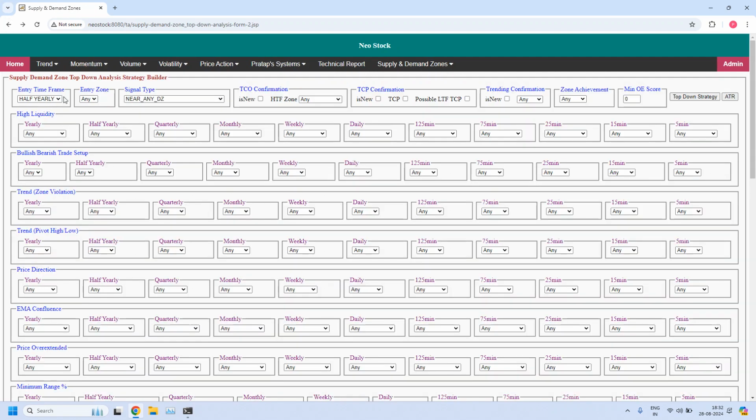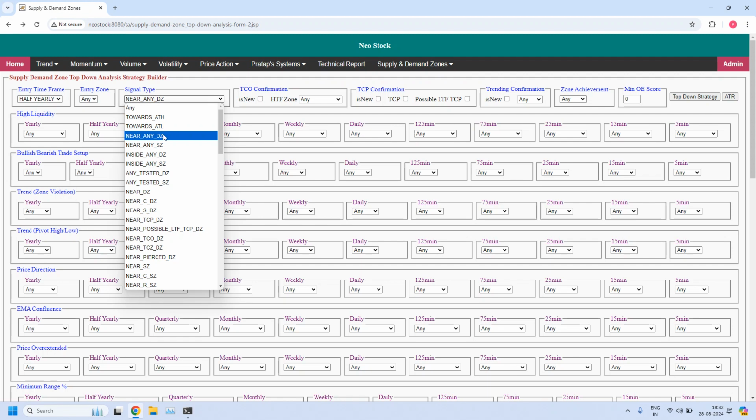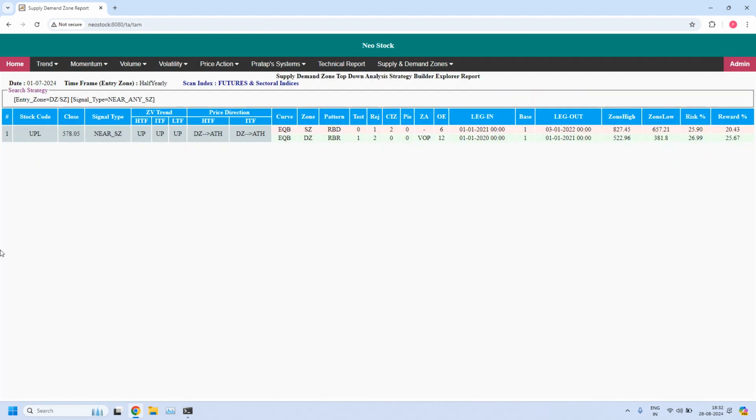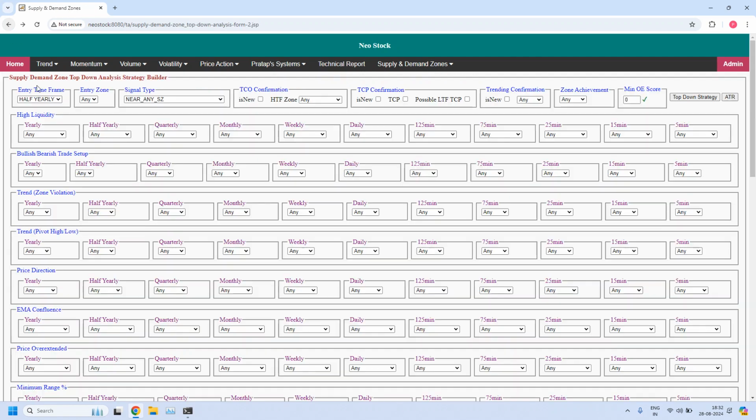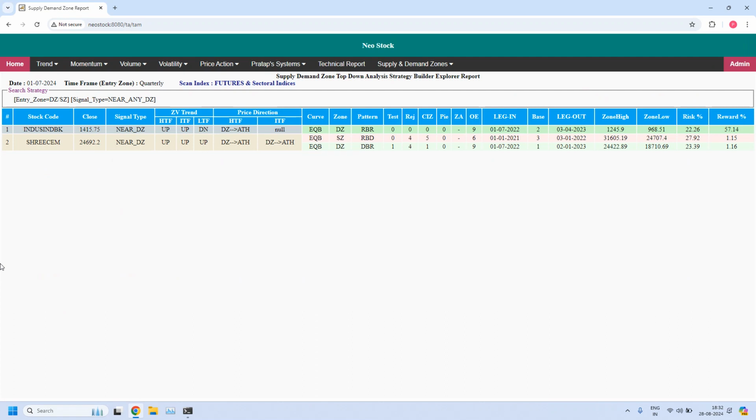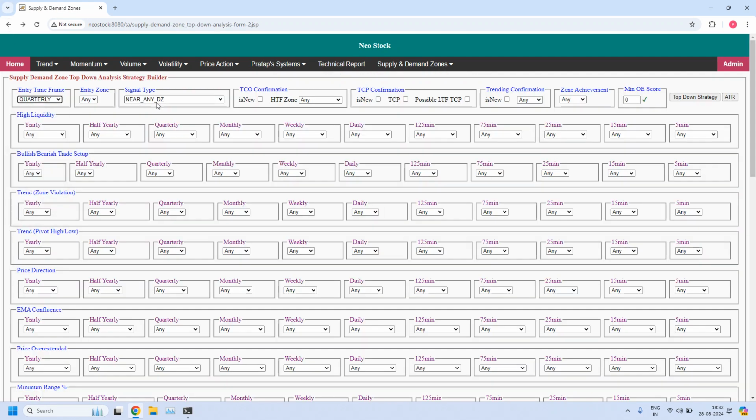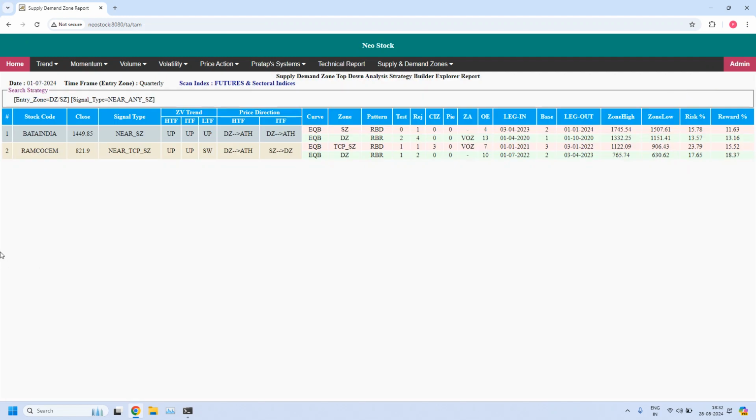So the next report for half yearly time frame, let us find the stocks near half yearly supply zone. One stock is filtered near to the half yearly supply zone. The next time frame is quarterly, and let us find the stocks near quarterly demand zone. Two stocks are filtered near to the quarterly demand zone. Next report for quarterly time frame, let us find the stocks near quarterly supply zone. Two stocks are filtered near to the quarterly supply zone.